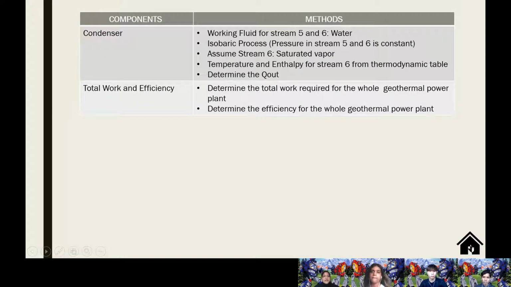Lastly, we determine the W out. For the condenser, the working fluid for stream 5 and 6 is water. It is an isobaric process where the pressure in stream 5 and 6 is constant. We assume stream 6 is saturated liquid. So the temperature and enthalpy for stream 6, we get from the thermodynamic table. Lastly, we determine the Q out.